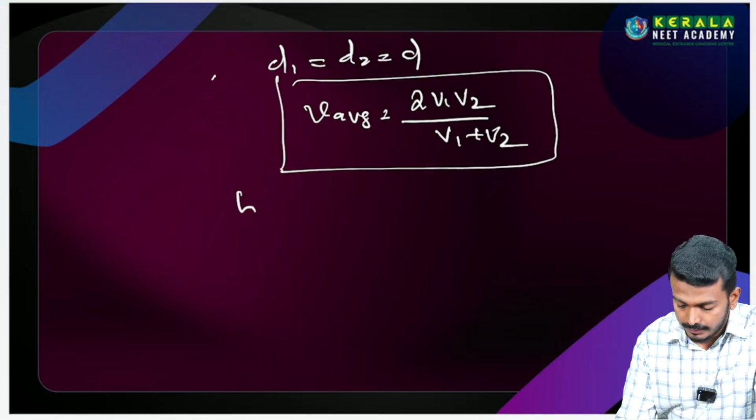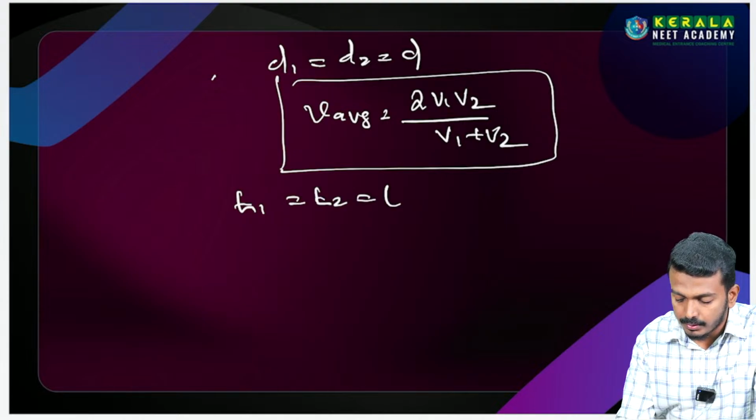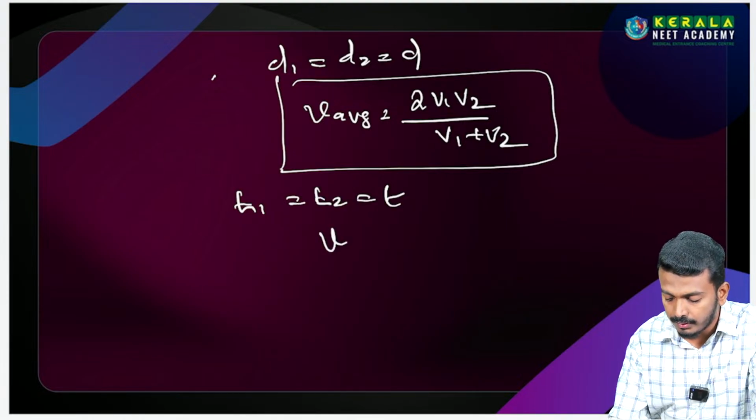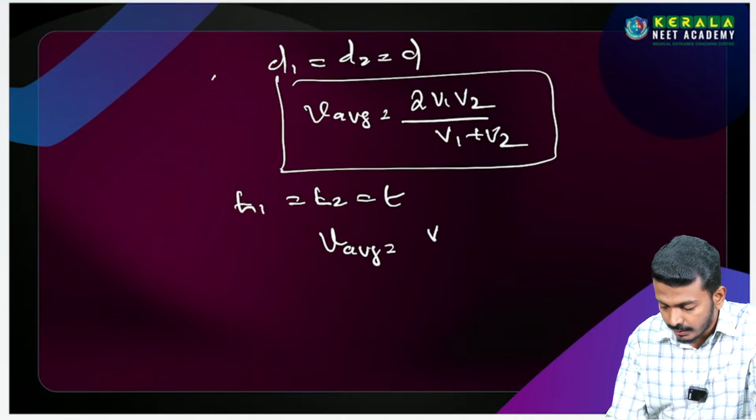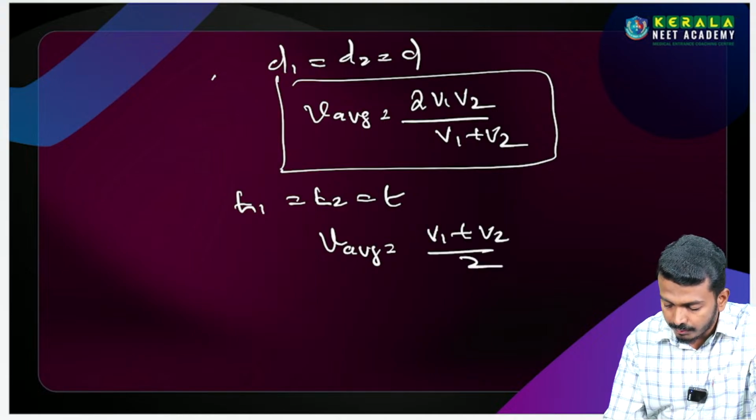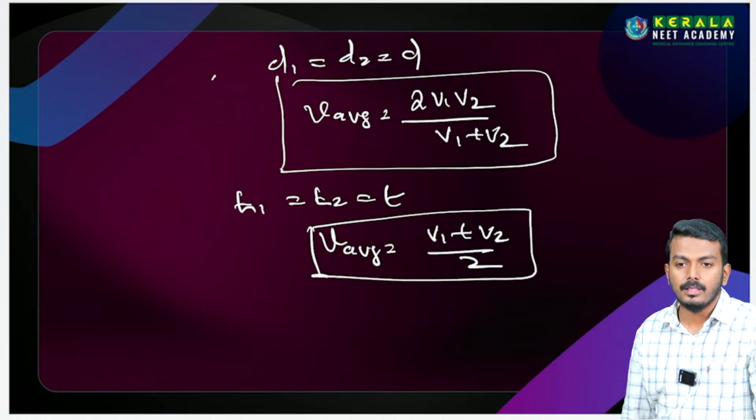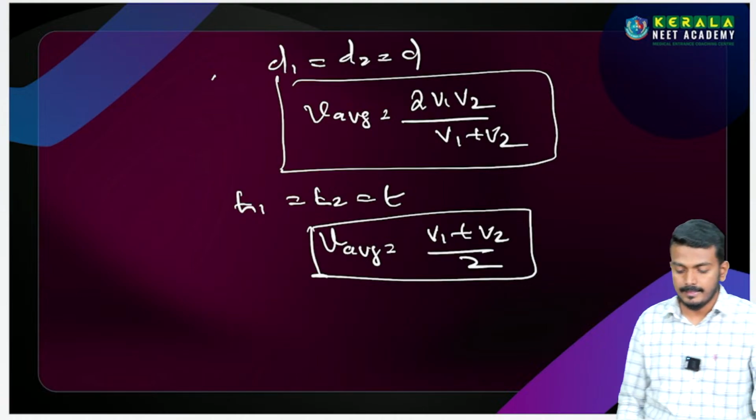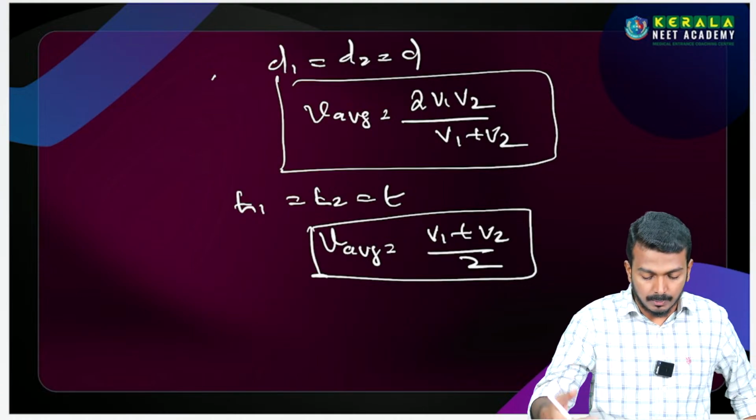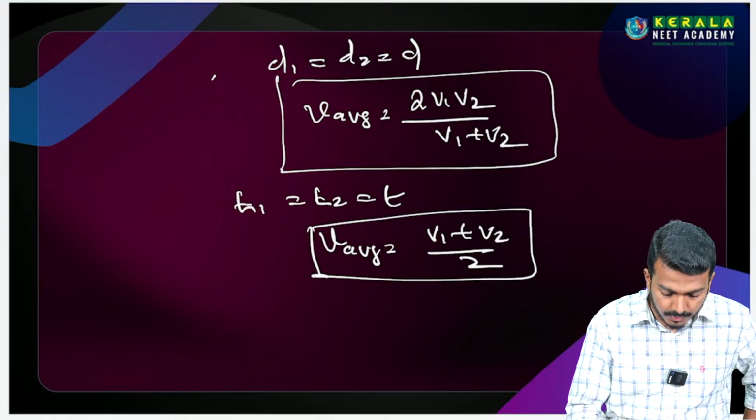Second formula, time equal: t1 is equal to t2 is equal to t. What formula will we use? V average is equal to (v1 plus v2) divided by 2. Okay, this is the equation. Then by using this concept, we have to solve different types of questions.